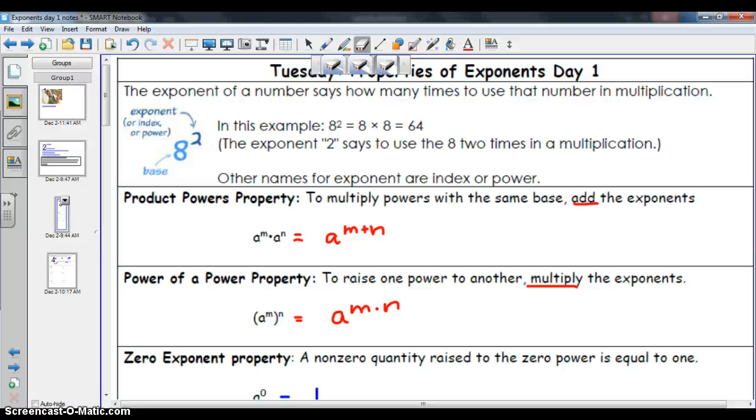All right, this is the Exponents Day 1 lesson for Tuesday, December 2nd. So we're going to talk about first just some of these properties. The first one is going to be the product property.